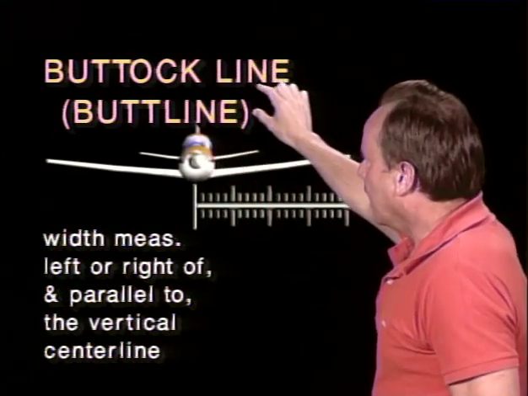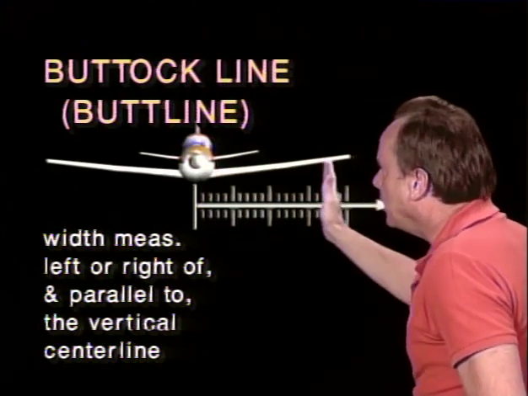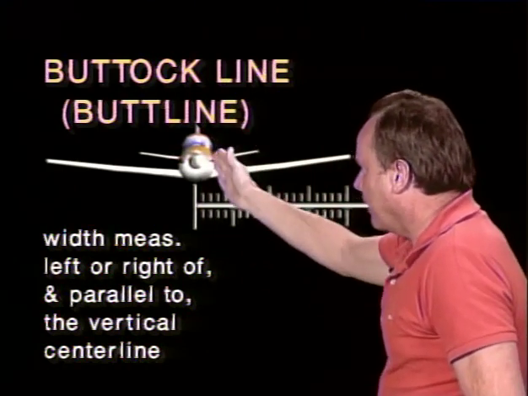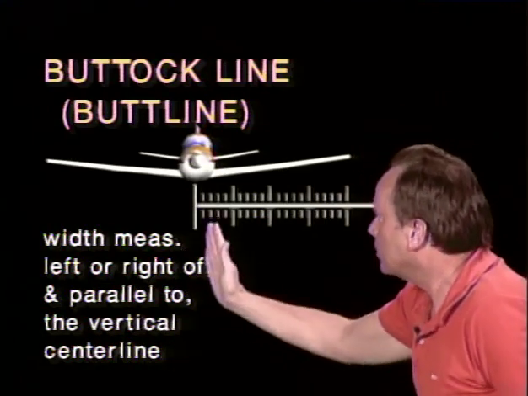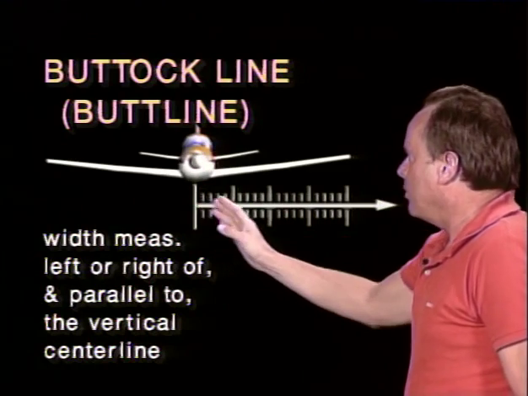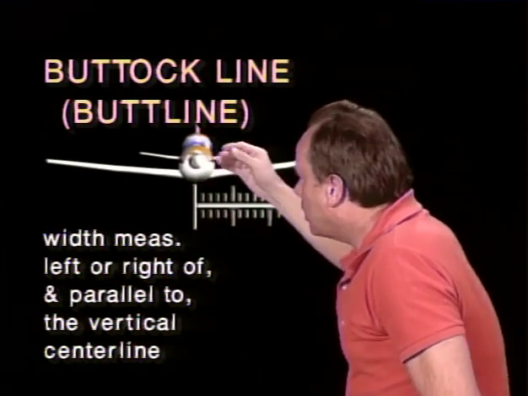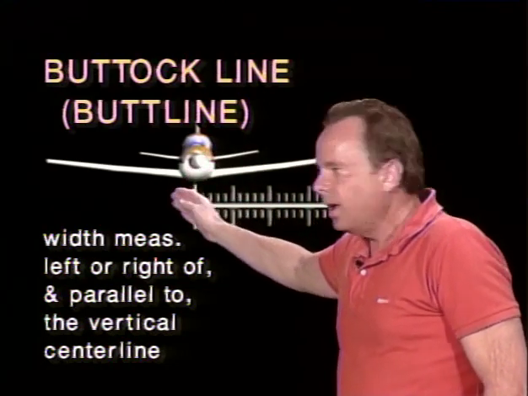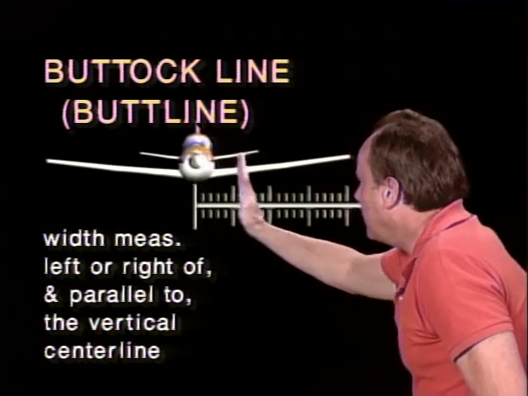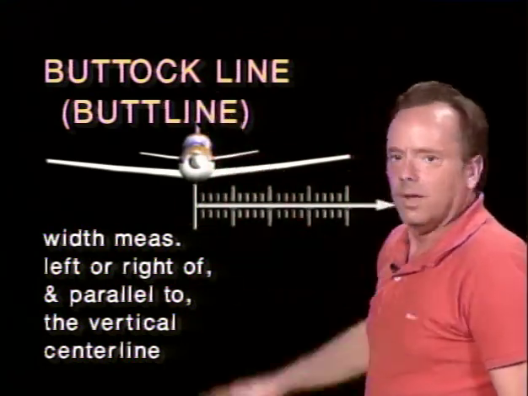Well, the buttock line or butt line of the aircraft is how far you are left or right from the center of the aircraft. It's the width measured left or right and parallel to the vertical center line of the aircraft. So you would say that fuselage station 108 means you're 108 aft of the datum line. If you said I'm at buttock line or butt line 108, it means you're 108 inches to the left or to the right of the center line of the airplane.